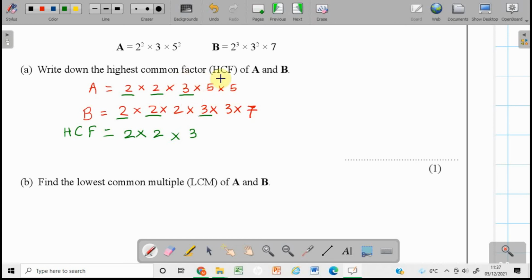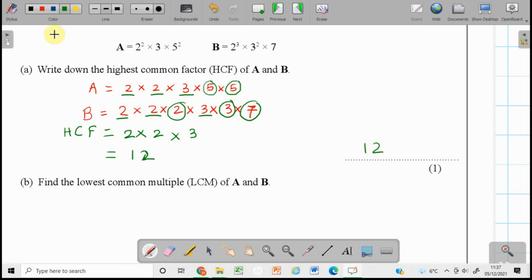So the numbers that do not have any pairs, I'm going to circle them. So that's the 5. That's the 5. That 2 over here. This 3 does not have a pair. This 7 does not have a pair. The highest common factor is going to be 2 times 2, which is 4, times 3, which is 12. Yeah, that's your highest common factor, 12.